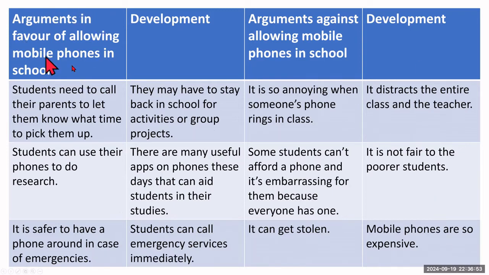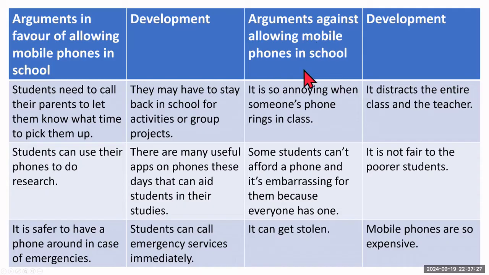So here we have arguments in favor of allowing mobile phones in school. Students need to call their parents to let them know what time to pick them up. Development, they may have to stay back in school for activities or group projects. Students can use their phones to do research. There are many useful apps on phones these days that can aid students in their studies. And this is my own point. It is safer to have a phone around in case of emergencies. Development, students can call emergency services immediately.